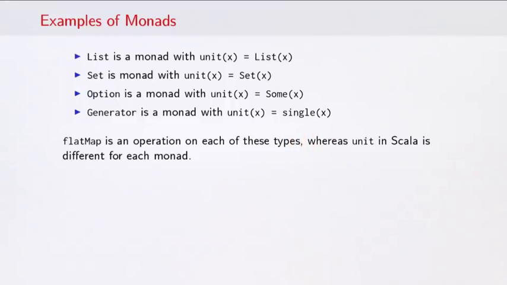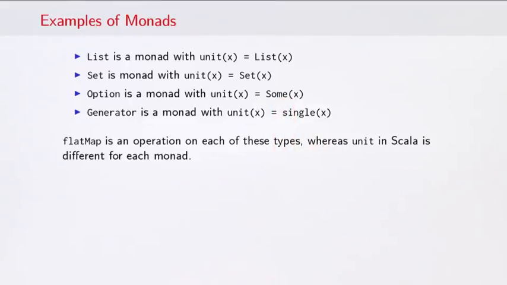As you've seen, flatMap was available as an operation on each of these types, whereas the unit in Scala is different for each monad. Quite often it's just the name of the monad type applied to an argument, but sometimes it's different. For instance, for generator we use single, for option we use Some.